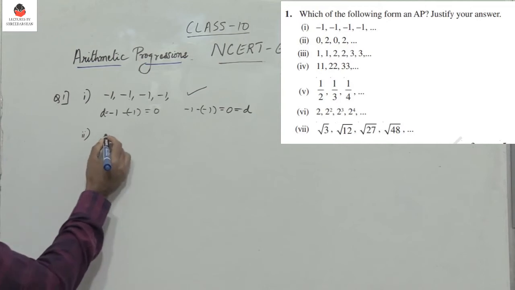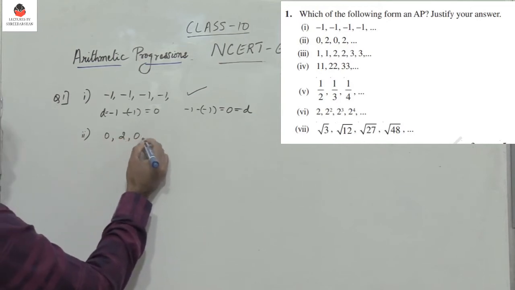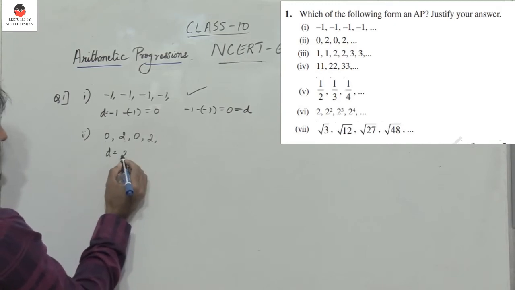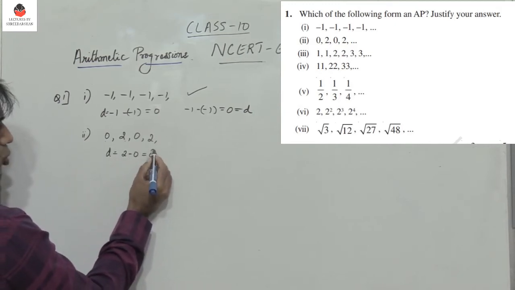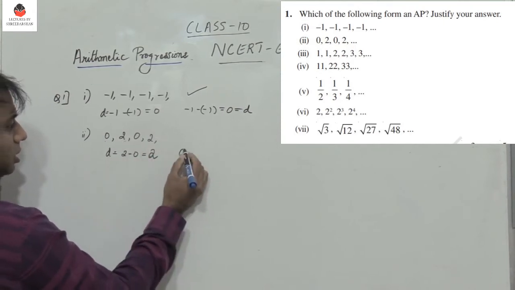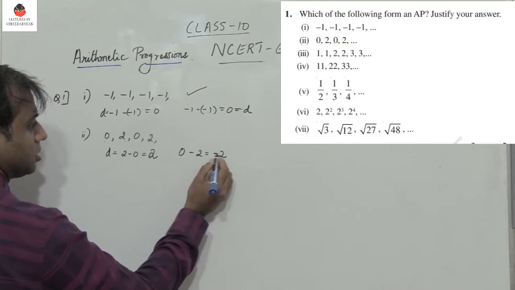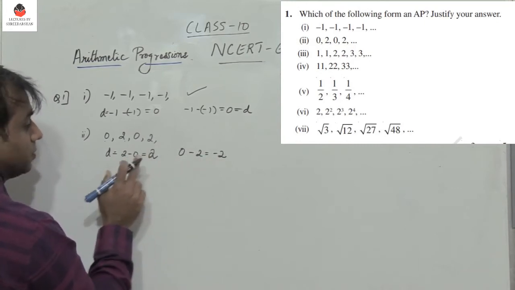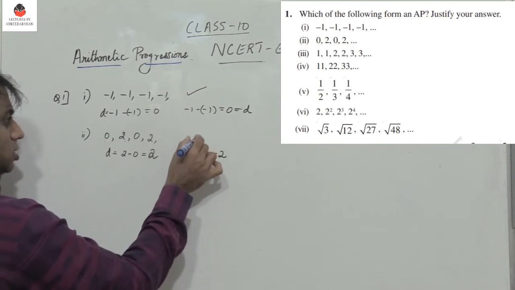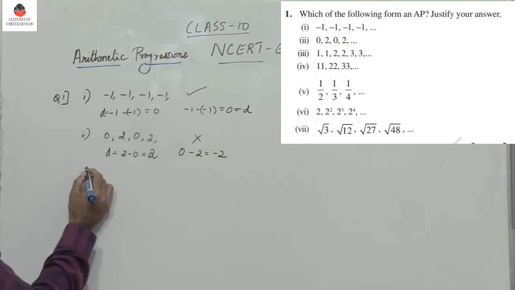Second one, 0, 2, 0, 2. Here the common difference 2 minus 0 is 2. Next, third term minus second term, 0 minus 2 equals minus 2. The common differences between the second and the first, and the third and the second, do not match. So this is not an arithmetic progression.